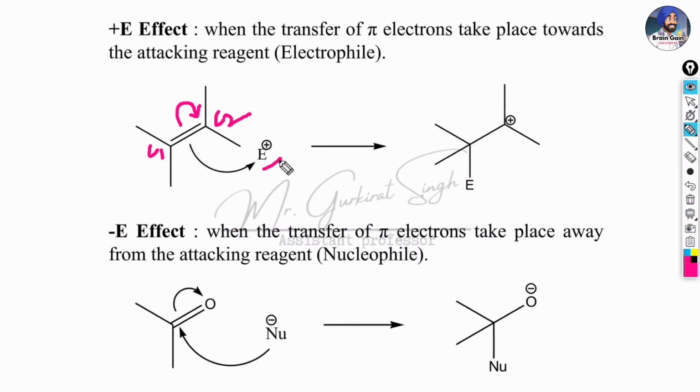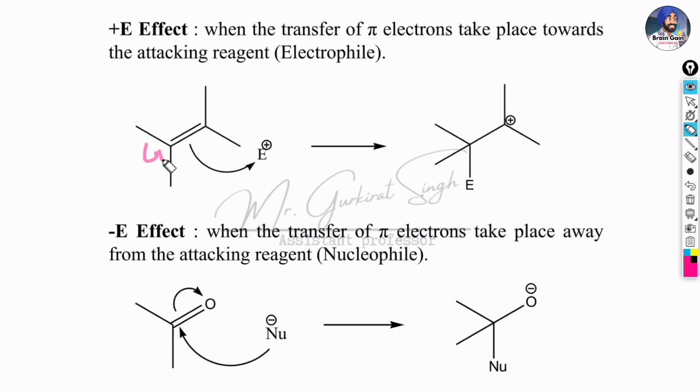So we are attacking with an electrophile. Electrophile generally contains positive charge. For example, take H positive ion. If the pi bond shifts to carbon second and the attack happens on the carbon second, that will be plus E effect. Let me repeat it.